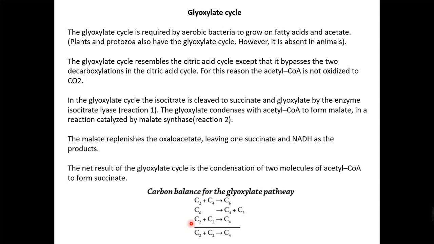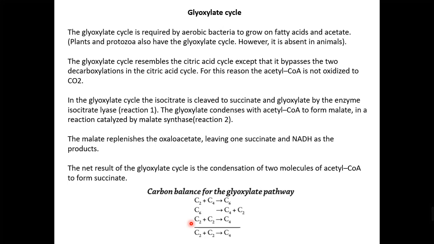So coming to the glyoxylate cycle, this glyoxylate cycle is required by aerobic bacteria to grow on fatty acids and acetate. For example, bacteria need a special metabolic pathway to grow on fatty acids and acetate. The plants and protozoa also have this glyoxylate cycle, however, it is absent in animals. So we don't have glyoxysomes, and glyoxysomes are present in plants.